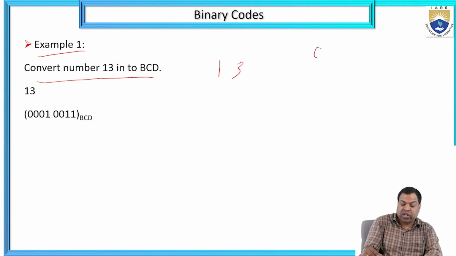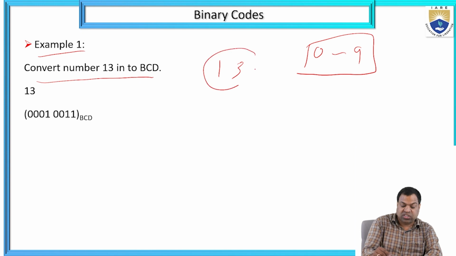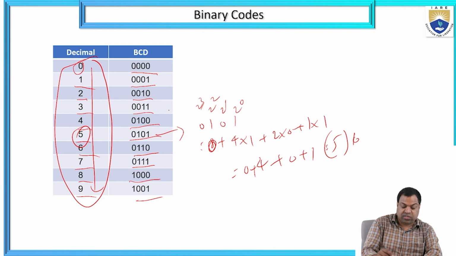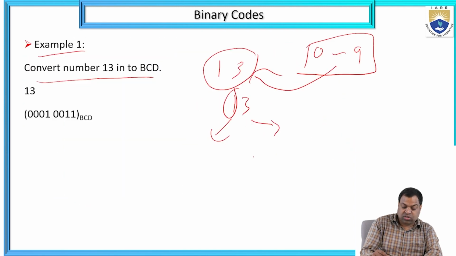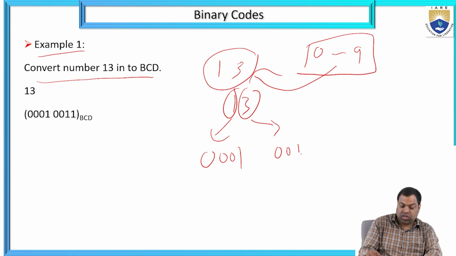So 13 is there. The BCD numbers are from 0 to 9, but here our value is 13. Is it in the range? No, that is not in the range of 0 to 9. So what do we have to do? I take 1 separately and 3 separately. What is the value of 1 here? 0001. What is the value of 3? 0011. So 0001 0011 base BCD.